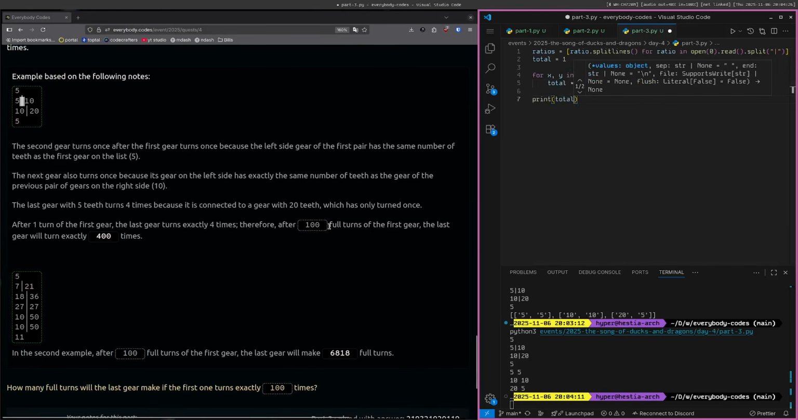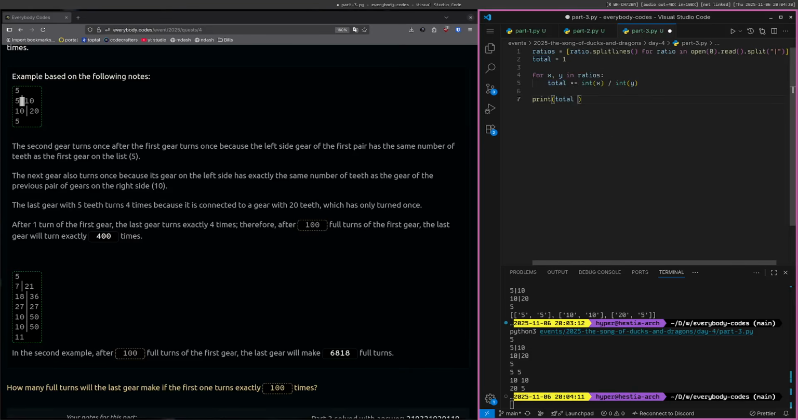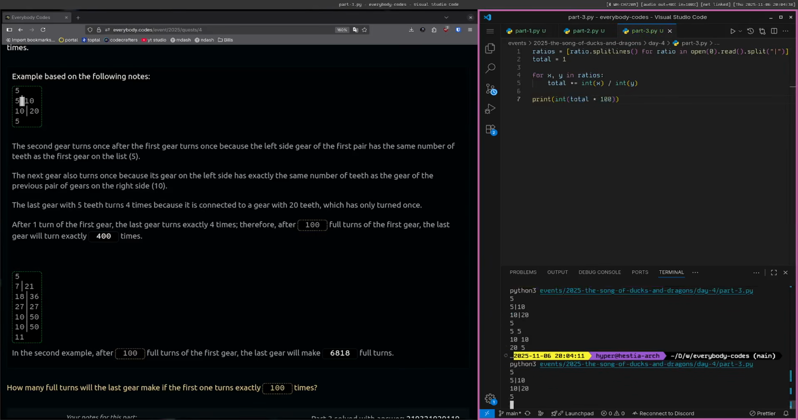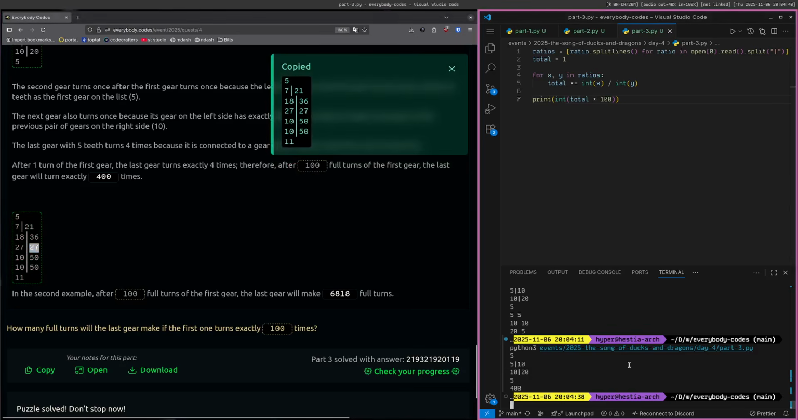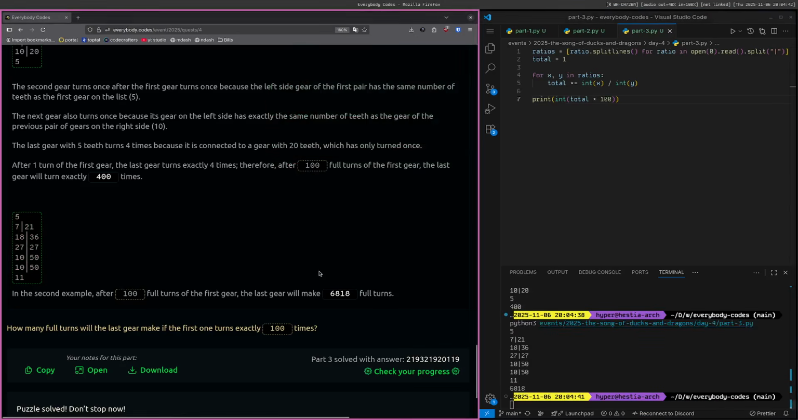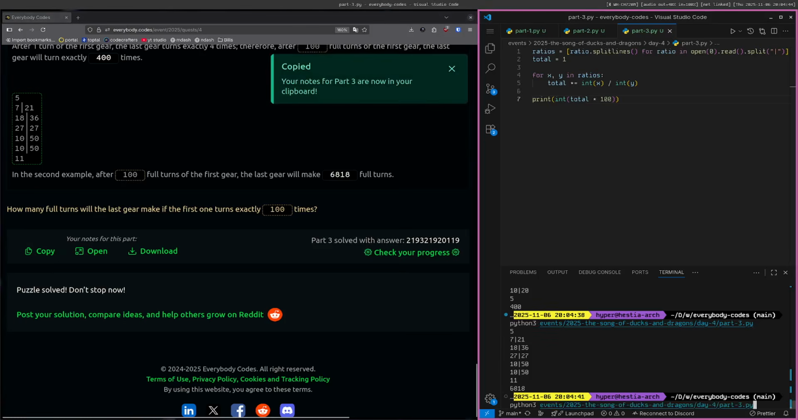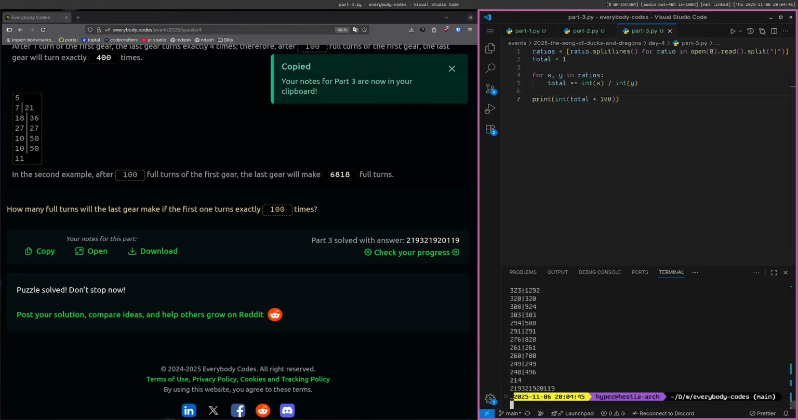And so at the end, we want to know how many times the last gear turns when the first gear turns 100 times. So we multiply this turn count ratio by 100, and then it wants to know the floor of that value again. And so that gives us our answer for part 3.